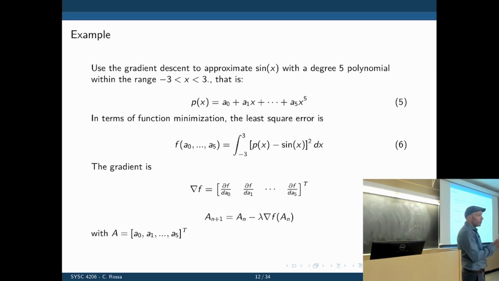Does that make sense? The problem is identical to the one we had before, except that now we have more variables. And the cost function that we are minimizing is a bit different. Yeah? Sure?